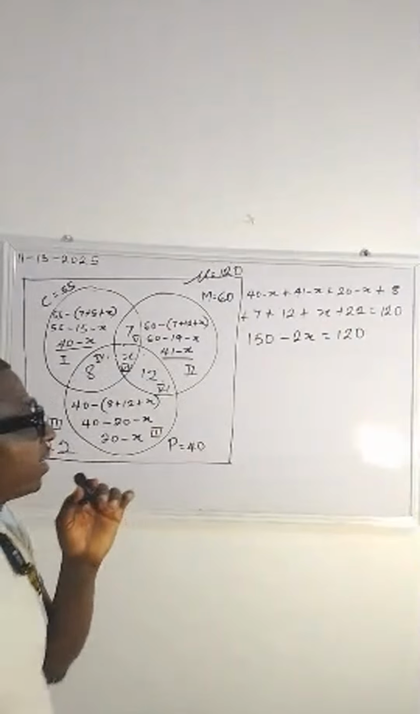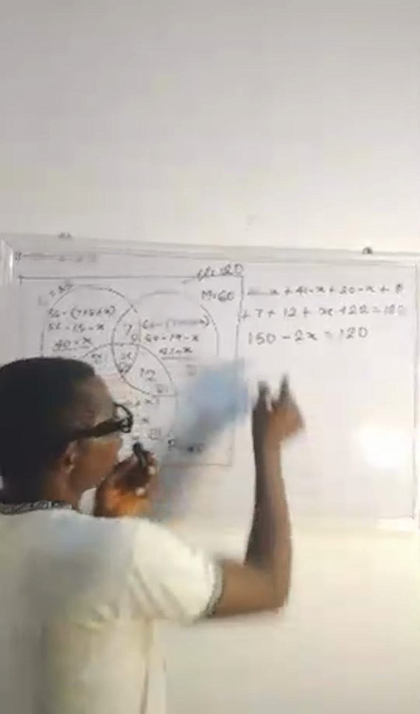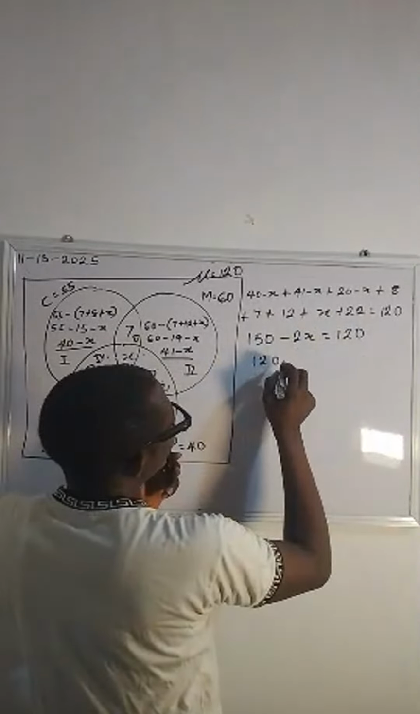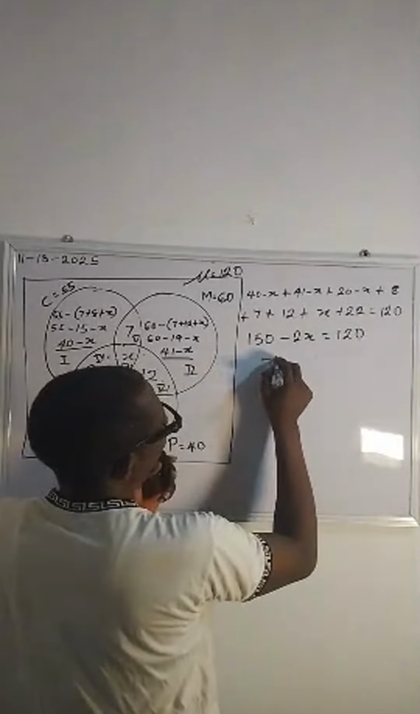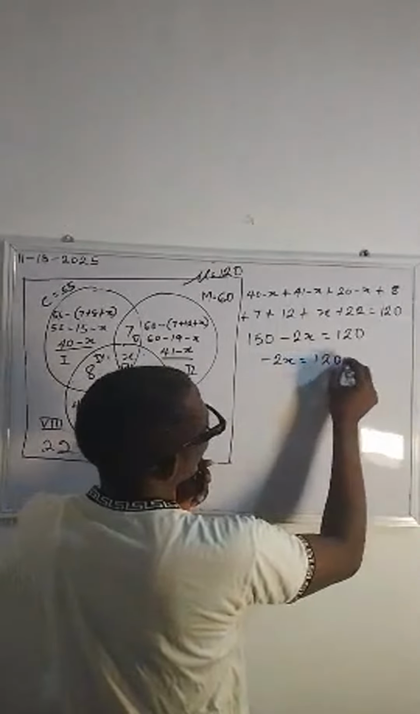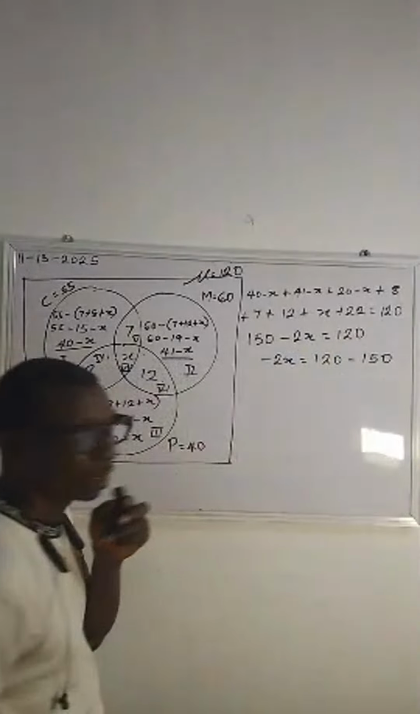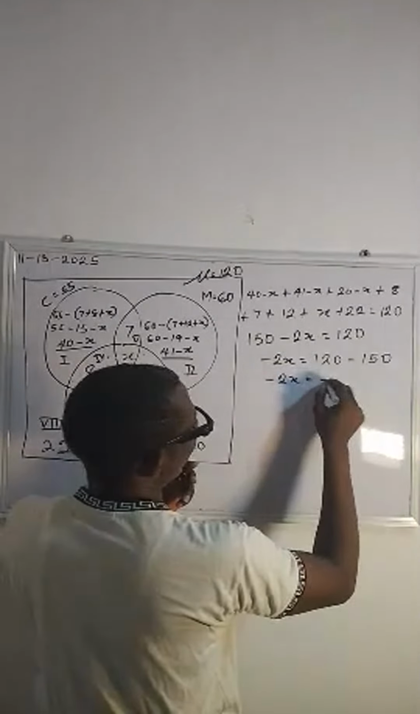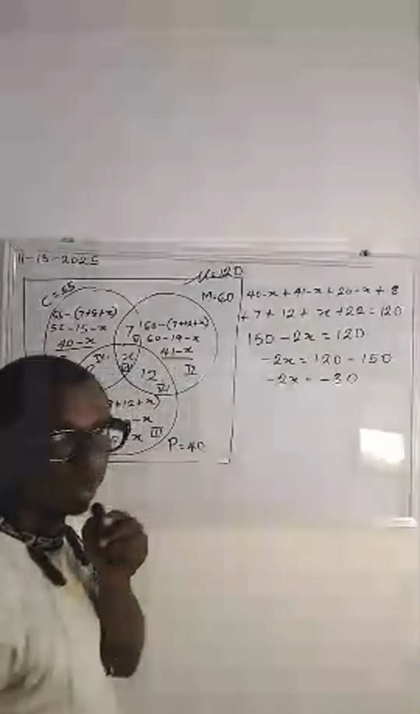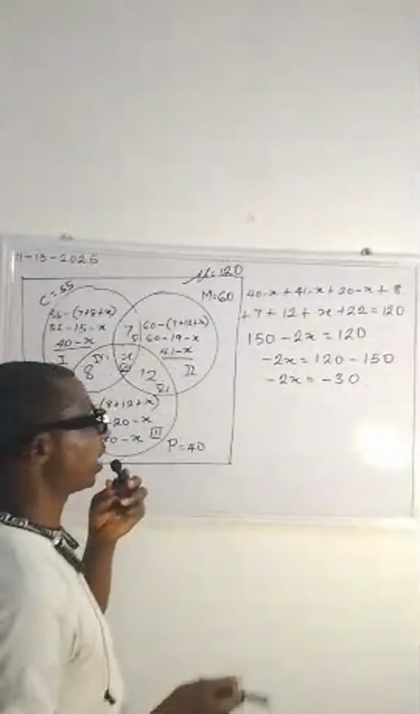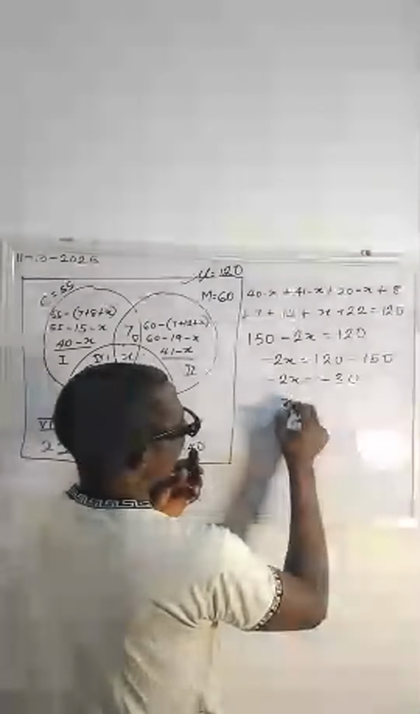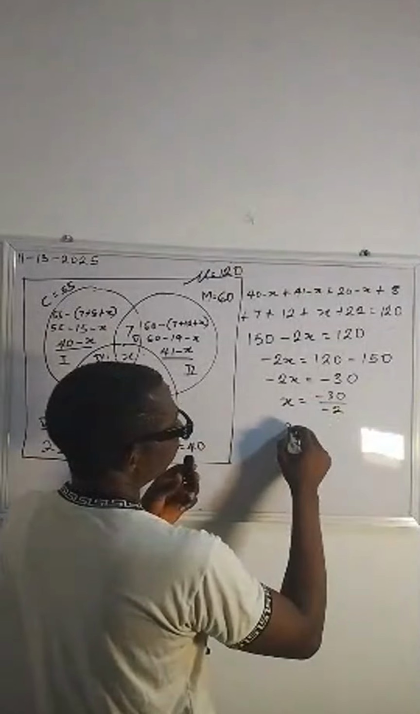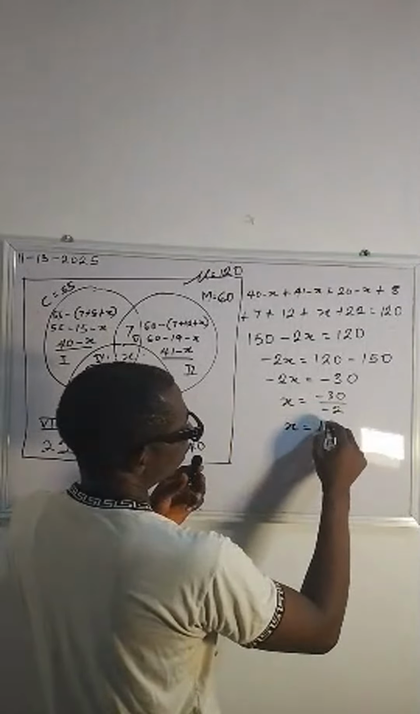All right, so the next thing is to collect the like terms. Now let's move this 150 to this side. We have 120. Minus 2x equals 120 minus 150. So we have minus 2x equals minus 30. Now the next thing is to divide both sides by the coefficient of x, that is minus 2. So x equals minus 30 over minus 2. And therefore x equals to what? 15.